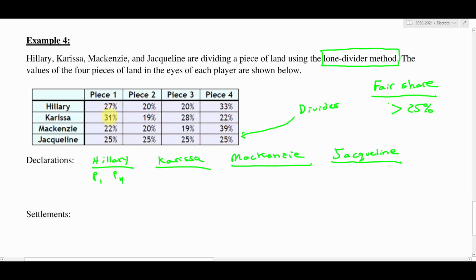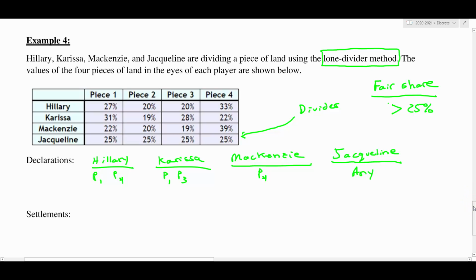Then we go to Carissa and we do the same thing. So Carissa would be happy with piece 1 and then piece 3. Piece 2 and piece 4 are below 25%, so she would not be happy with those. Then we go to Mackenzie, and the only piece that Mackenzie would be happy with is the 39%, right? So piece 4. And since Jacqueline was the divider, Jacqueline's going to be okay with any piece.